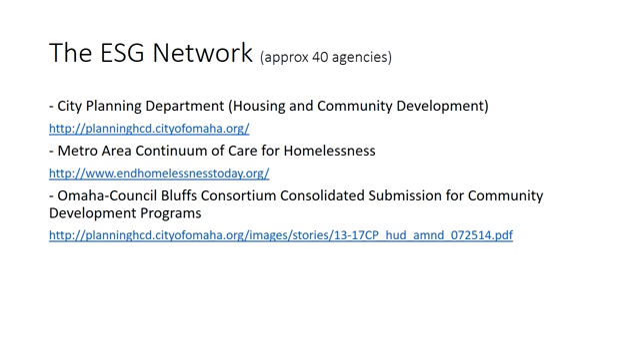So this ESG network, like I said, is approximately 40 agencies. It starts with the City Planning Department, the Housing and Community Development Division, as I mentioned, and then a very large player in the execution of emergency shelter grants is something called the Metro Area Continuum of Care for Homelessness. Really, it's a separate nonprofit, but it's an umbrella organization of nonprofit and government agencies that actually provide services for homelessness.